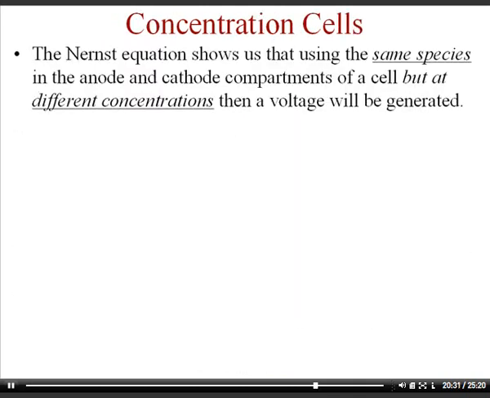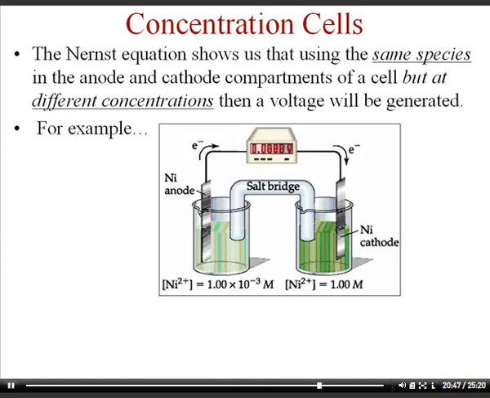Now we're going to talk about something called a concentration cell. The Nernst equation shows us that using the same species in the anode and cathode compartment of a cell, but at different concentrations, can actually generate a voltage. So for example, if you have a nickel anode and a nickel cathode, but the compartments are at different concentrations, this reaction will proceed until the concentrations in both compartments are the same. So the anode compartment is going to go from light green to darker green, and in the cathode compartment it's going to go from darker green to lighter green.